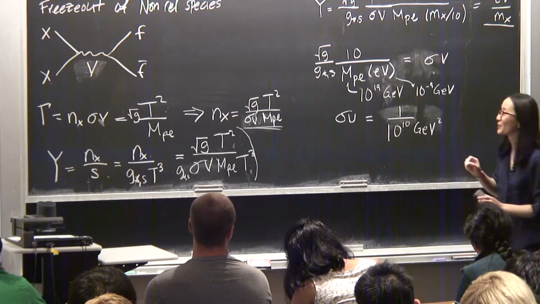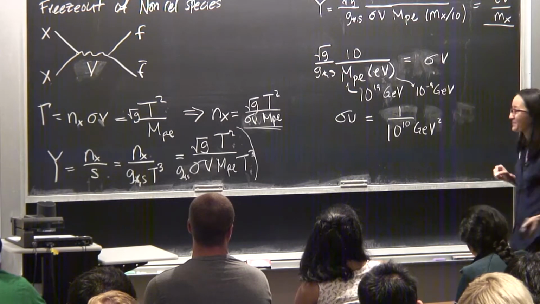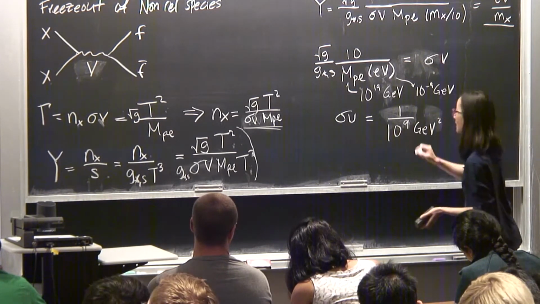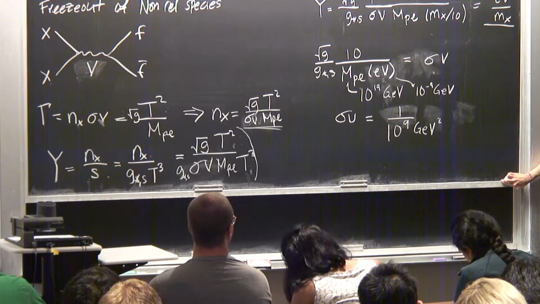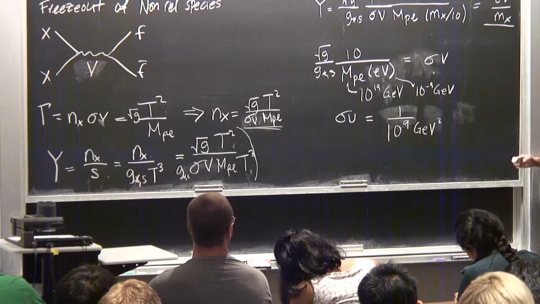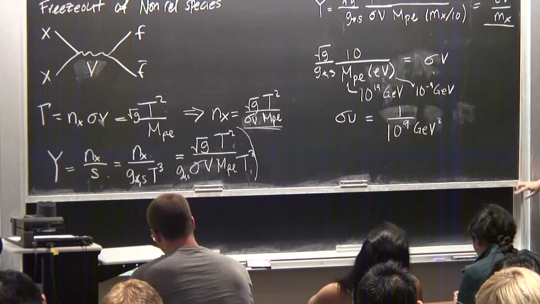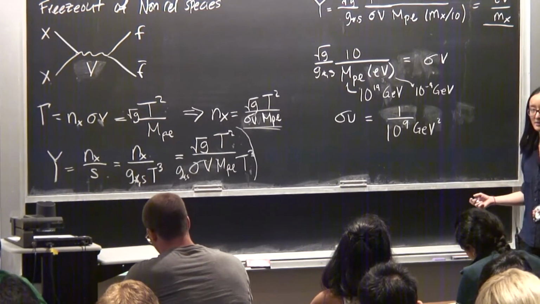Again, I apologize for dropping all the g's. I don't want to keep writing them, but they're there. Well, let's put in the factor of 10. This will be 10 to the 9. This is the same quantity that Dan introduced yesterday, but just in natural units, such that we can start comparing with specific models and their cross-sections.